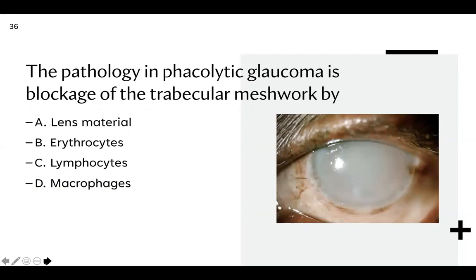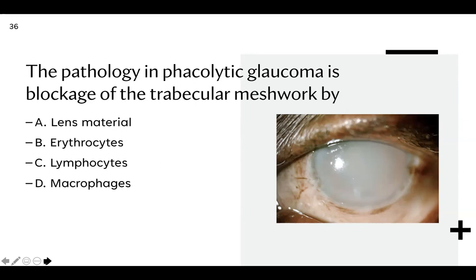The pathology in phacolytic glaucoma is blockage of the trabecular meshwork by A. Lens material, B. Erythrocytes, C. Lymphocytes, and D. Macrophages. So your time starts now. Lens-induced glaucoma can be either phacolytic or phacomorphic. Phacomorphic glaucoma happens in an intumescent cataract, whereas phacolytic in a hypermature cataract. One of these materials blocks the trabecular meshwork, which causes the raised IOP.